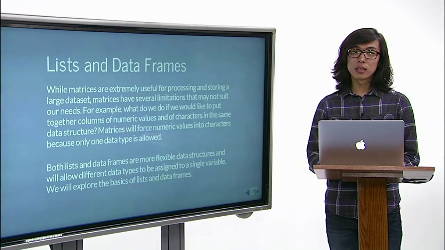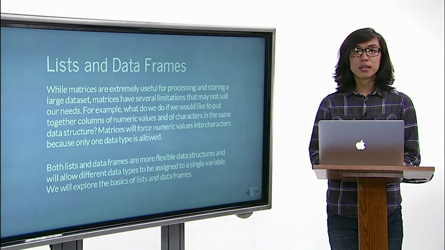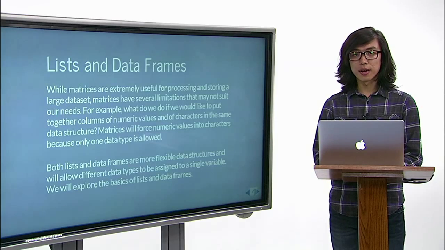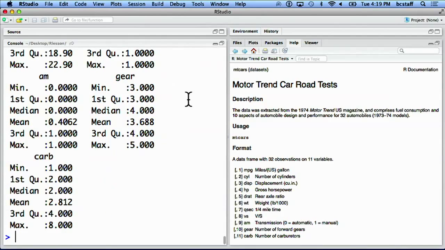Like how we obtained summary statistics of a vector, we can apply the summary function to a data frame. See that each column is summarized independently, and for each column, we get 6 summary statistics such as mean, max, median, and min.